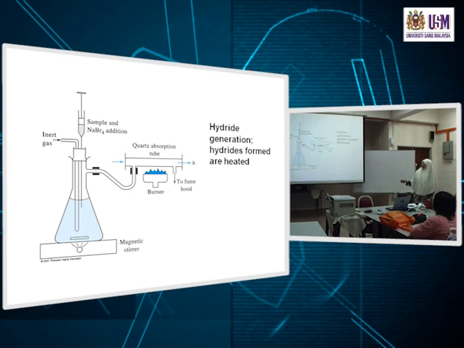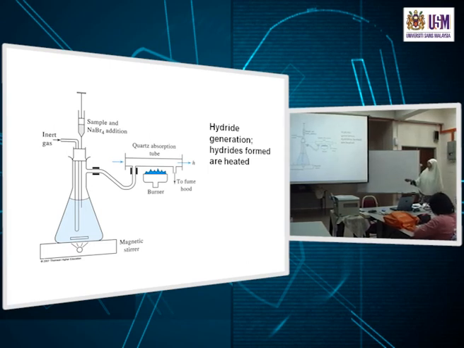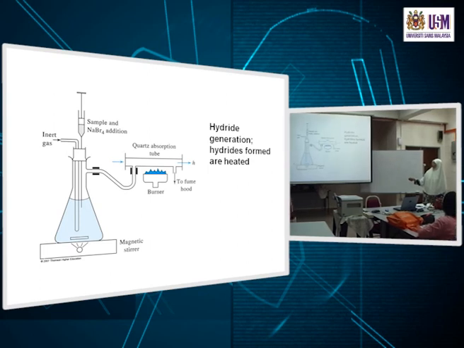And the hydrides that are formed in solution will become gas. So essentially you bubble the nitrogen gas in to get the hydrides out of solution and into the quartz tube. So this flow of gas will then bring the hydrides into this quartz tube, and this quartz tube is being heated by your flame. And those hydrides formed will then dissociate to atoms, atomic species.